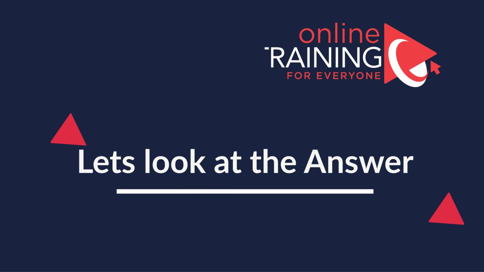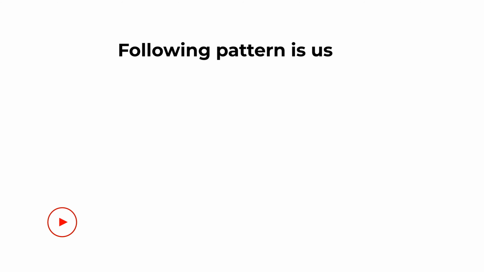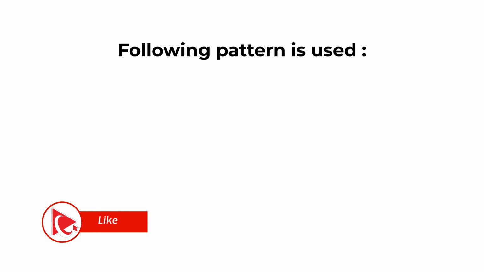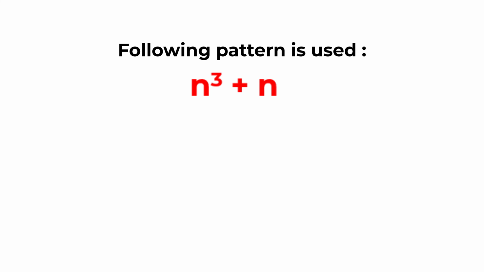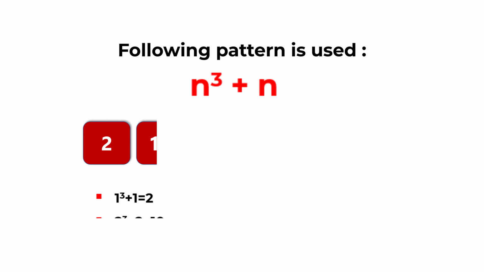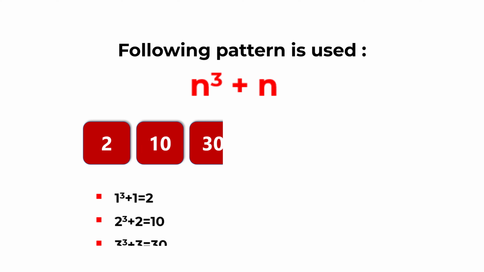When dealing with sequence questions, my recommendation to you is to always look for patterns. To determine the answer in this case, we need to use the pattern n cubed plus n. So it starts with the first number, which was calculated as 1 cubed plus 1 equals 2. The next number was calculated as 2 cubed plus 2 equals 10. The following number was calculated as 3 cubed plus 3 equals 30.